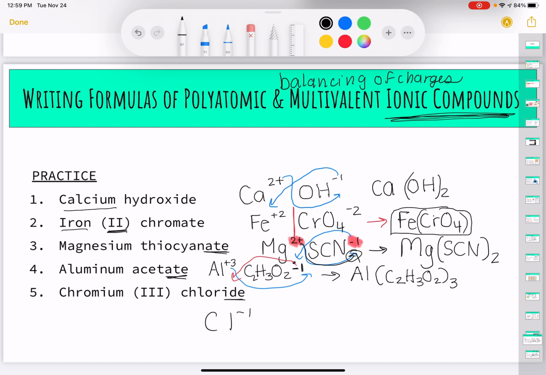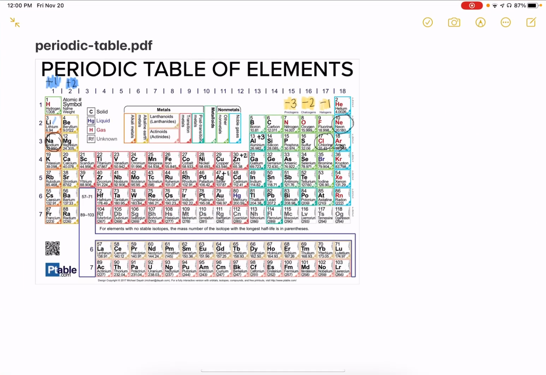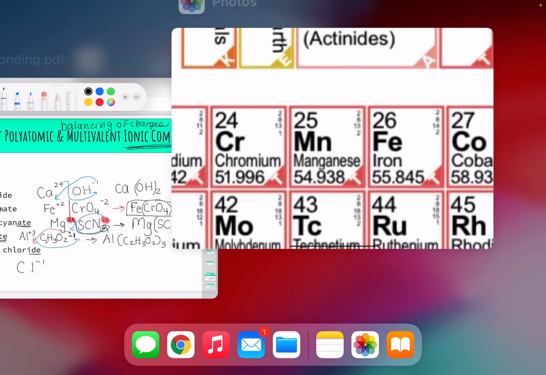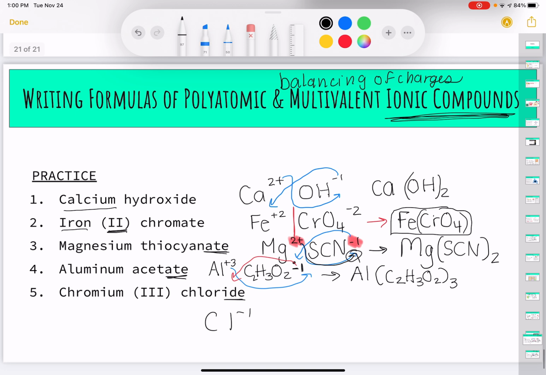For our chromium, we can look up chromium. It's going to be in that area here. Because it has those Roman numerals, it tells us the charge, but I just want you to know what the symbol is. It's number 24 there, Cr. Okay. So Cr is chromium, and this thing is telling us it's a +3 charge. It's not balanced. We got +3 and -1, so we need to do our crossover. So we take this 1 and we put it down behind chromium, and we take this 3 and we put it down below chloride. So it becomes CrCl3.